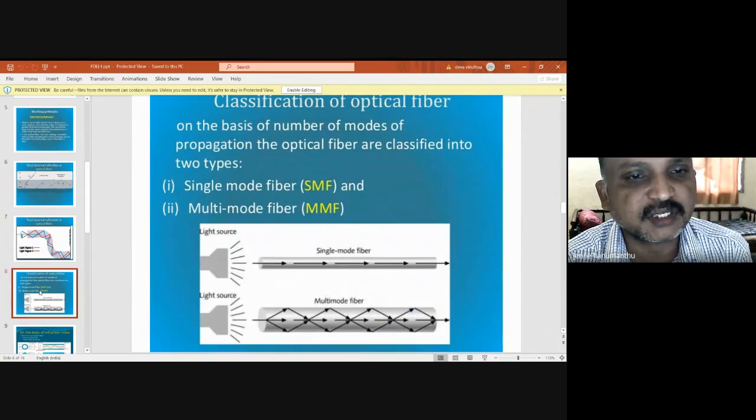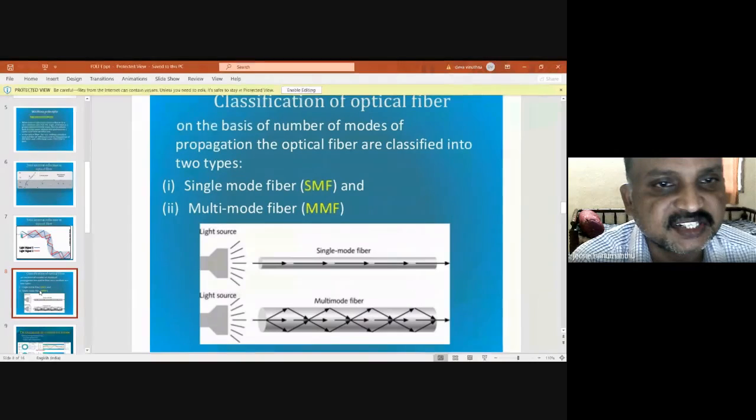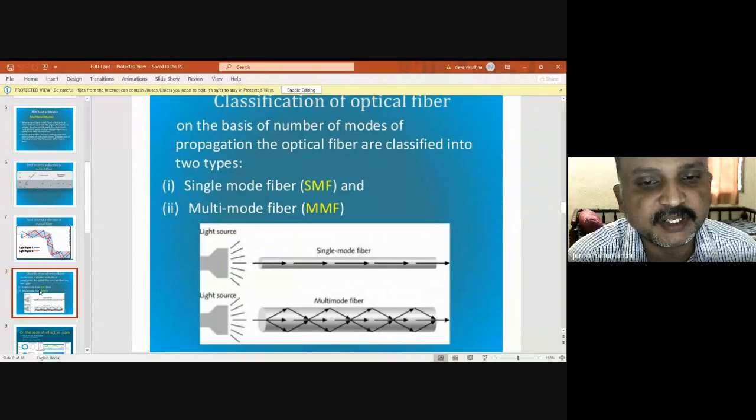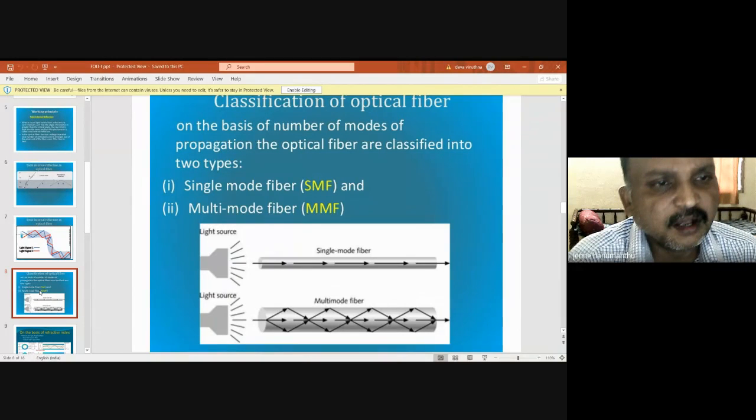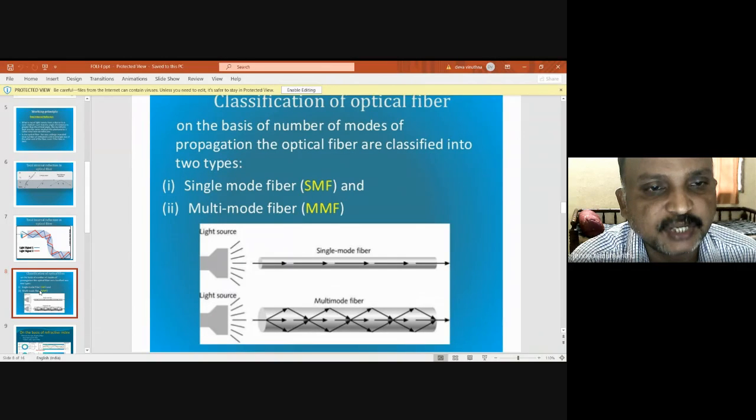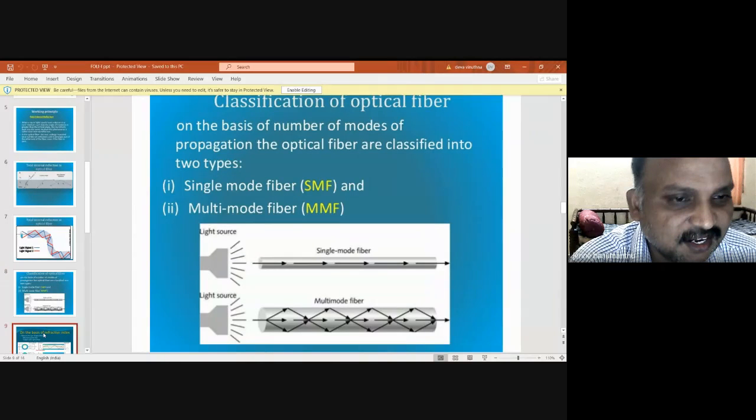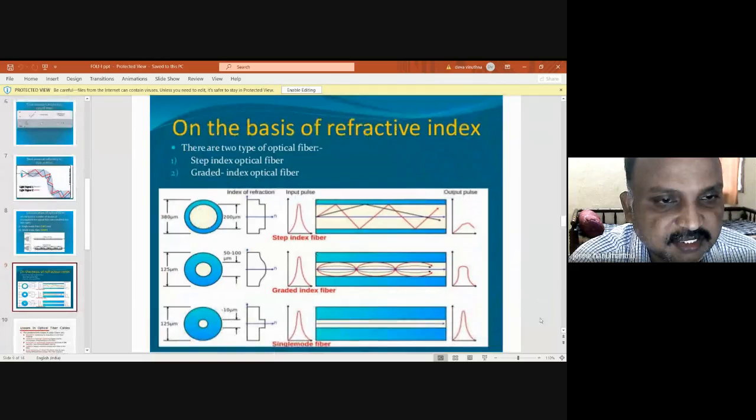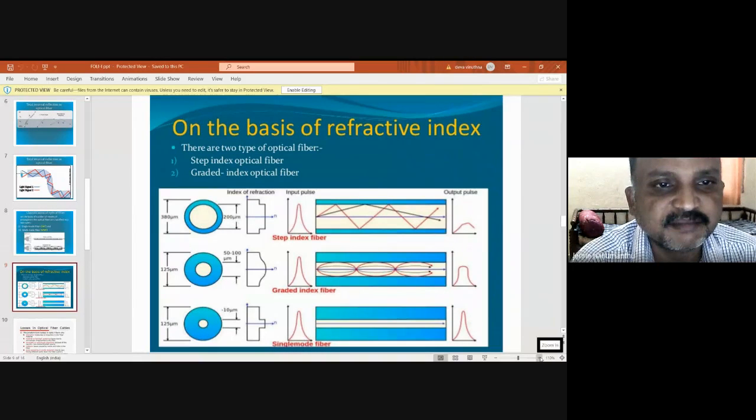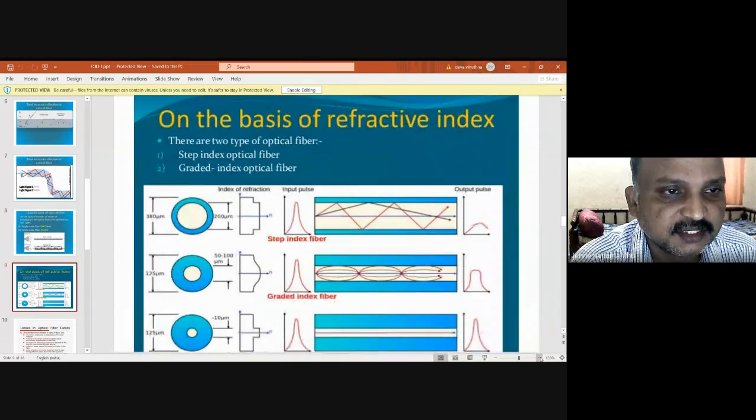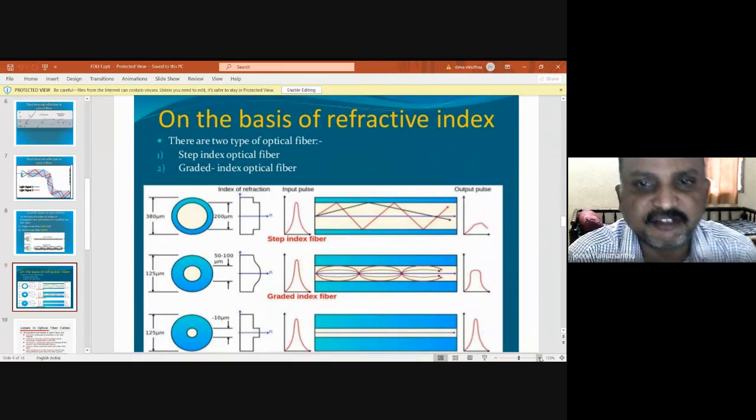Okay, it is about the classification of optical fibers. Maybe we can classify like this. On the basis of the number of modes propagating, optical fibers are classified into two categories. Actually, before single mode and multi mode, we have one more. Go for the next slide, it is better to understand. On the basis of the refractive index, this is important. So basically, optical fiber can be classified as step index fiber.